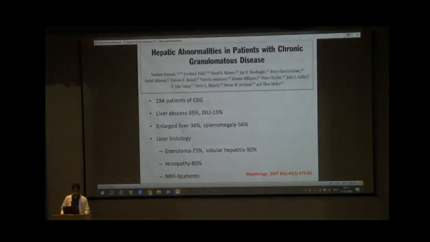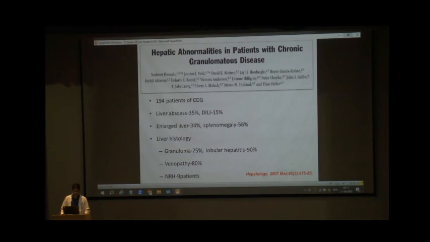Apart from the liver abscesses, another study of 194 patients with CGD showed that liver abscess was found in around 35%. Another form of liver involvement, drug-induced liver injury, predominantly associated with the overuse of antimicrobials, was found in around 15% of the patients.